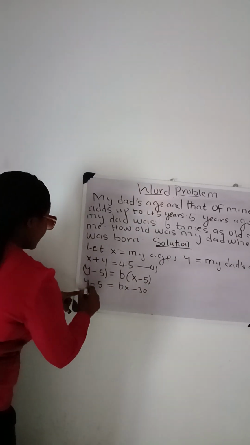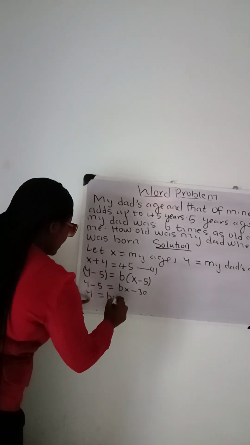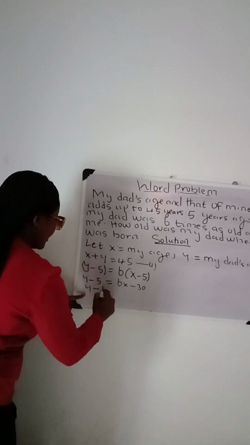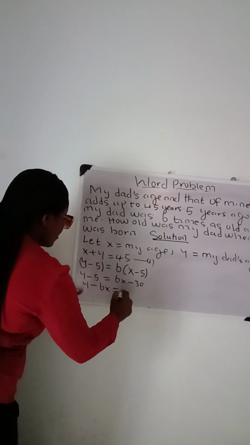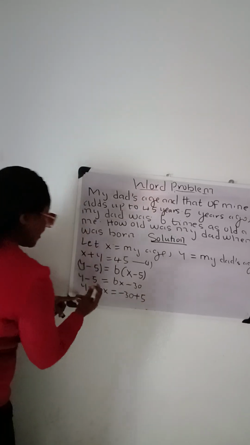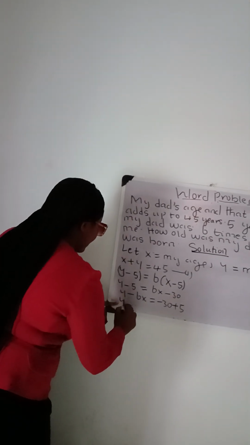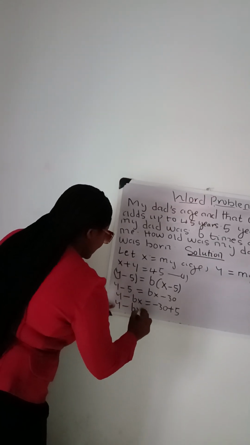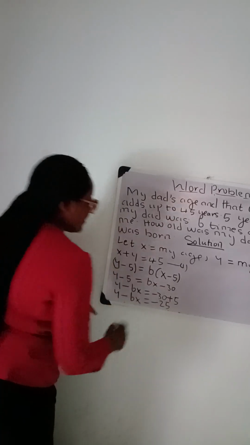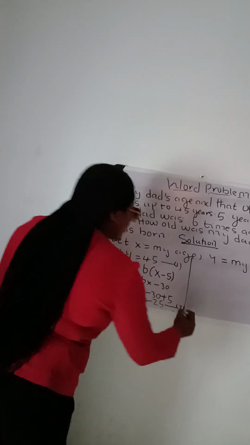So when we break this down, we can do this. When we bring 6x this way, we have y minus 6x equal to minus 30 plus 5, because when the minus 5 crosses, it changes to plus 5. And then we have y minus 6x is equal to minus 25. So we can call this our equation 2.